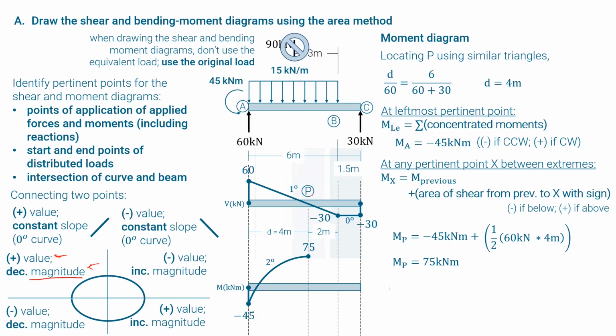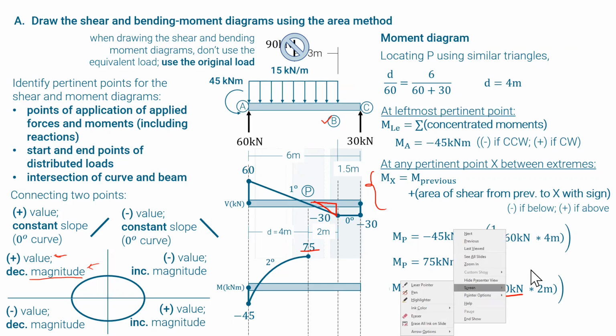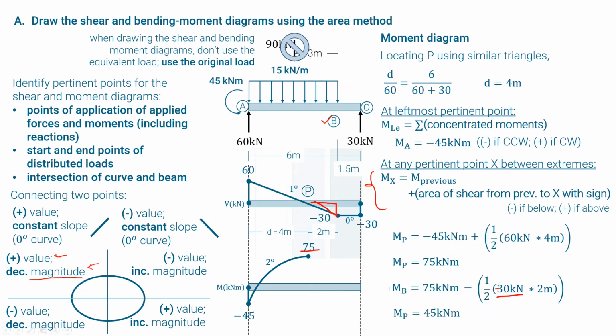Now, pwede tayong magpunta doon sa next pertinent point, which is point B. So this is still a point in between the extremes. So ito pa rin yung gagamitin natin guide. So yung pinanggalingan natin is 75. Okay? Tapos yung next na area is itong area ng triangle na to, which is 1/2 30 times 2. And this is a negative area kasi nandun siya sa baba. You will notice na yung negative ng force nilalabas ko, no? So don't commit the double negative mistake na nag-negative ka dito tapos magne-negative ka pa ulit dito. So that's a double negative, no? Huwag yun. So pag sinuot mo yan, you'll get a 45. So may 45 ka dito.